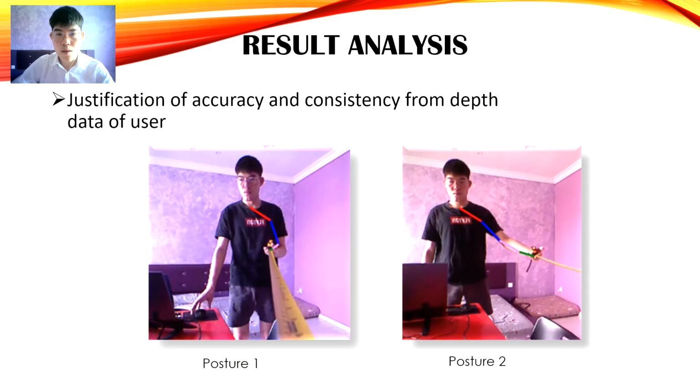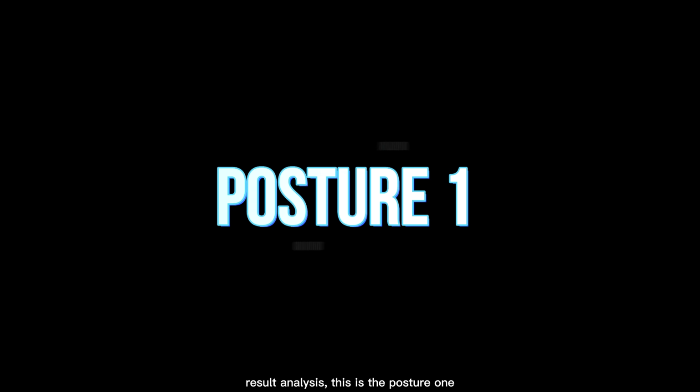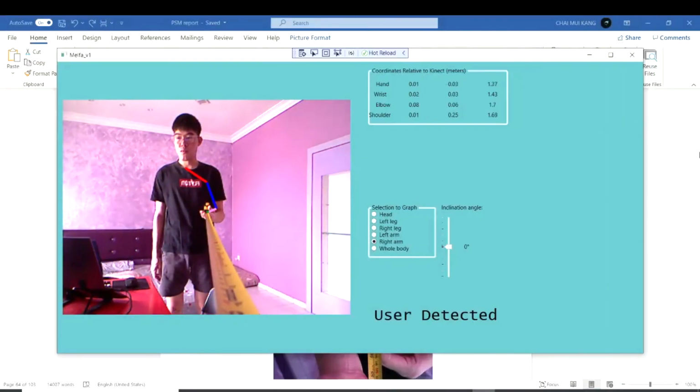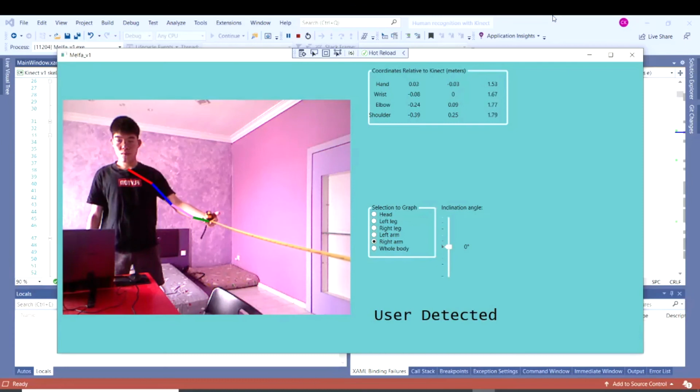So in this project, I have carried out the user analysis for justification of accuracy and consistency of the user depth data. Therefore, two different postures of the user have been used to carry out the analysis. After this, the demo video for both user postures will be shown for the result analysis. So this is posture 1. And this is posture 2.